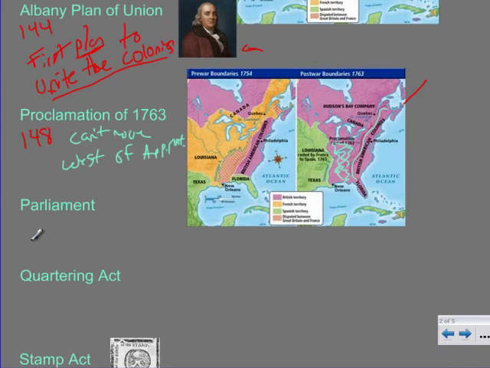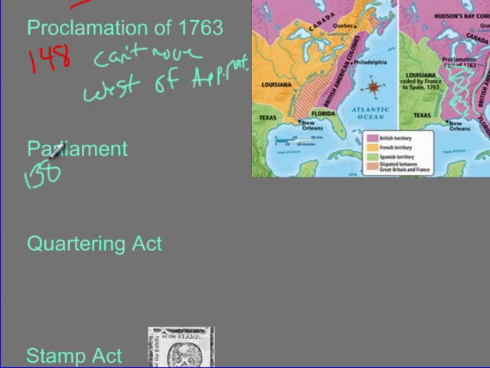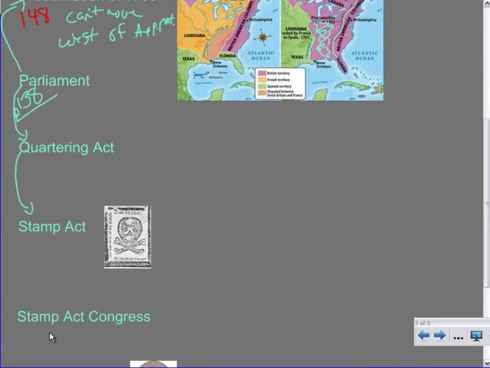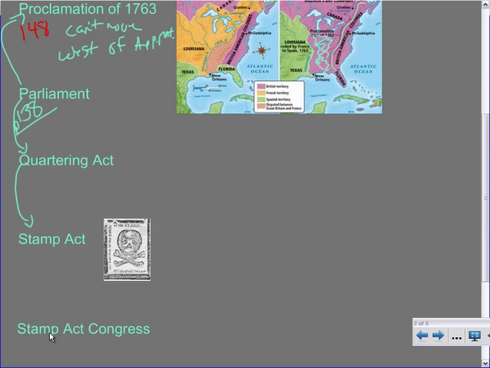And Parliament, the definition can be found on page 138. We talk about it here because they are going to be passing a lot of these laws, like the Proclamation of 1763, or the Quartering Act, or the Stamp Act. So when we look at some of the things that they do, the first thing that the colonists get really mad about is the Proclamation of 1763 right after the war.